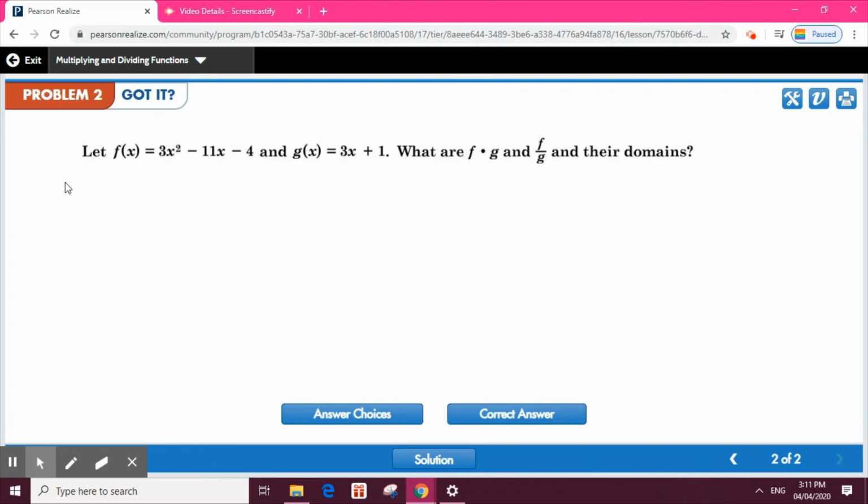Exercise number 2. Let f of x equal 3x squared minus 11x minus 4, and g of x equal 3x plus 1. What are f times g and f divided by g and their domains? I'll give you 10 seconds to answer this question. Timer starts now.